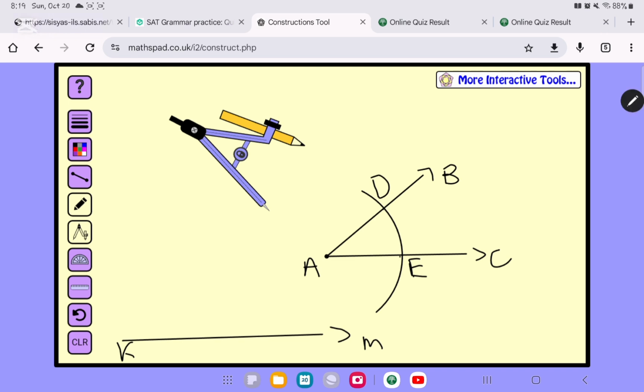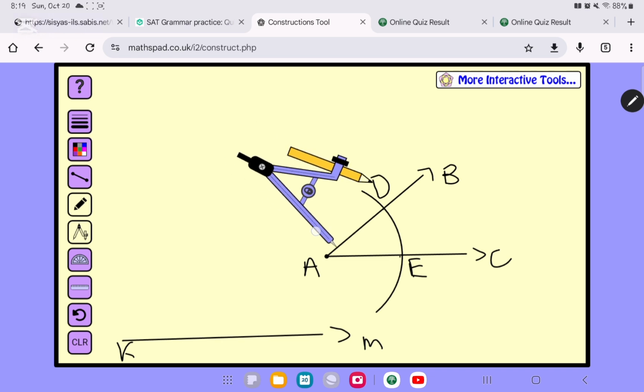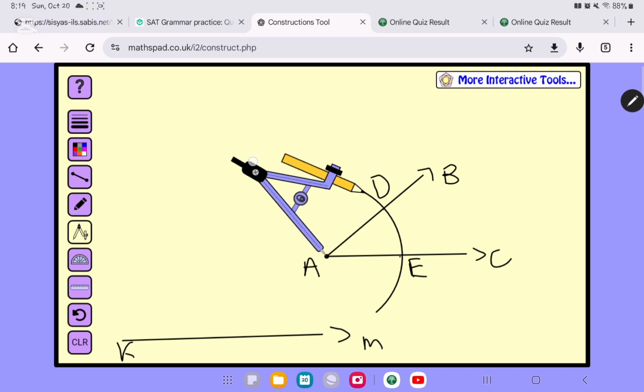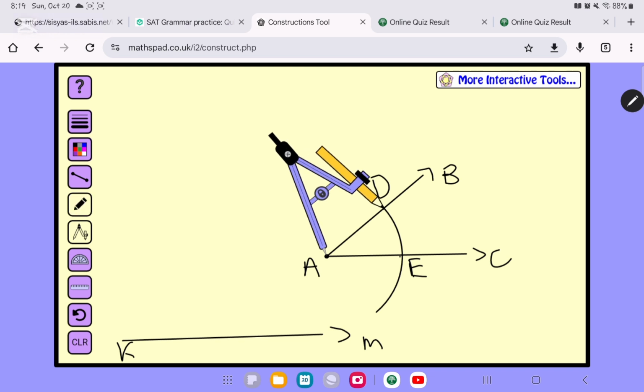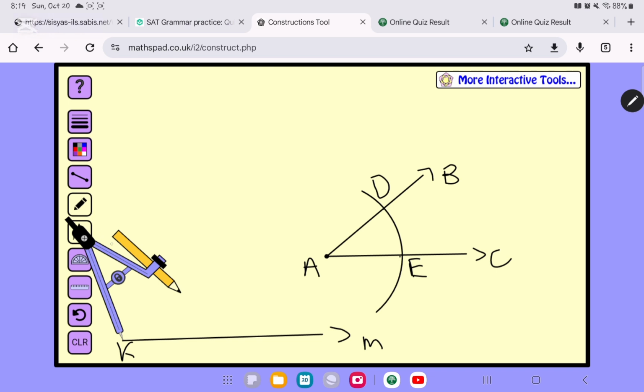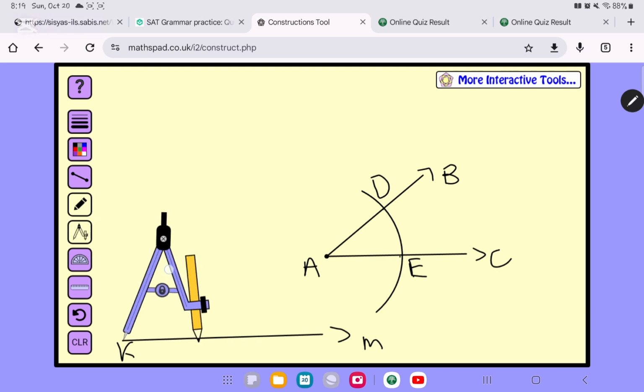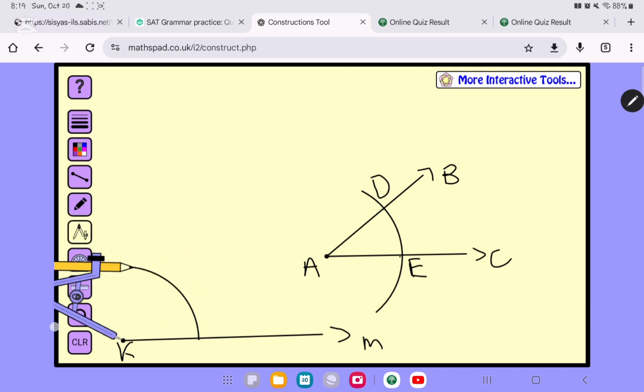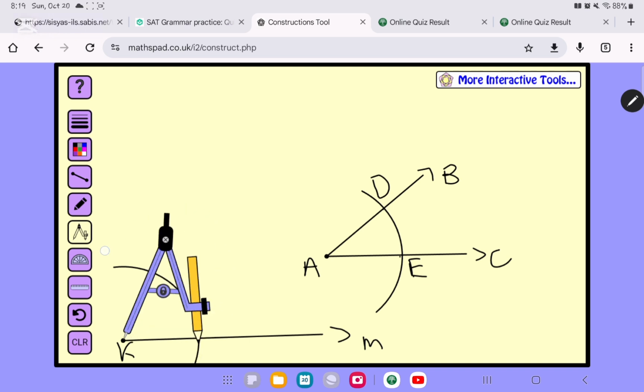Now, what are we gonna do? With the measure of AD, for example, we're gonna measure AD. Okay, you see? There we go. We measured AD. With this measure, or with radius AD, we're gonna bring the compass and put it at point K. Then we're gonna draw an arc from point K.